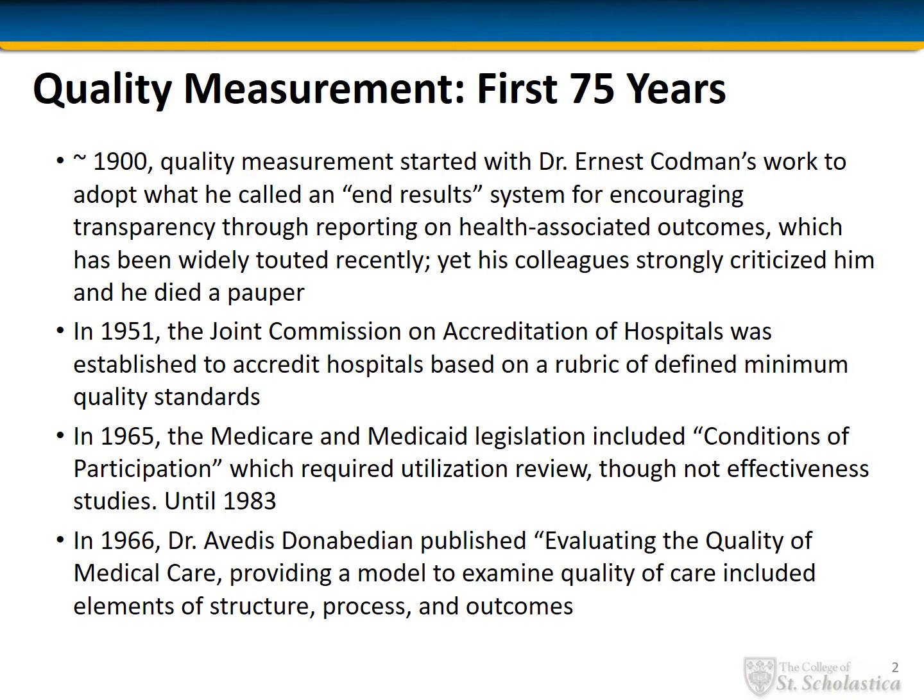But it was not until 1951 when the Joint Commission on Accreditation of Hospitals, now accrediting more than hospitals and referred to simply as the Joint Commission, sought to bring quality standardization to hospitals. Probably the next most notable event with regards to standardization and quality measurement occurred with the enactment of Medicare and Medicaid legislation in 1965. Although largely considered forms of payment for care, the legislation did include conditions of participation, which initially focused only on utilization review requirements, but subsequently added quality measures.